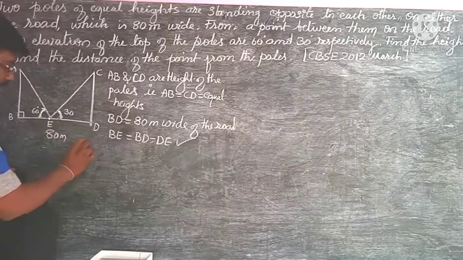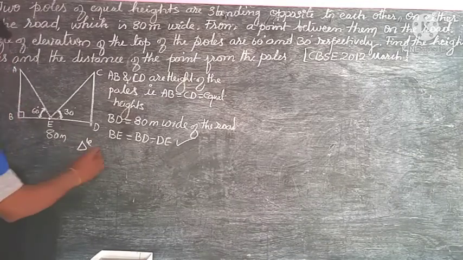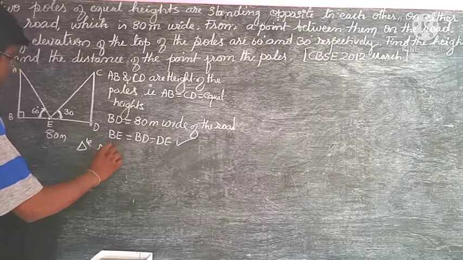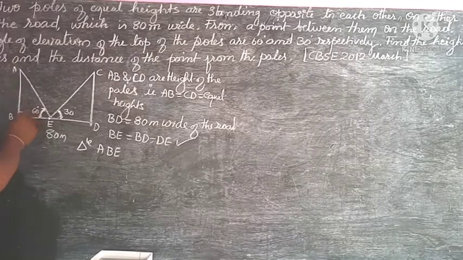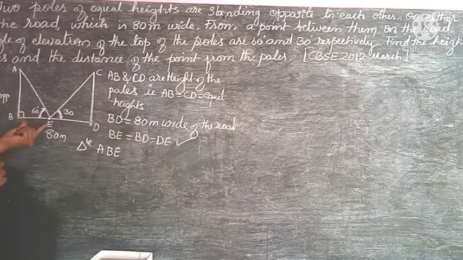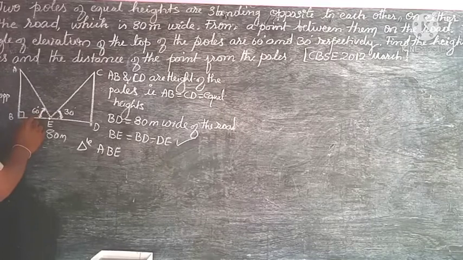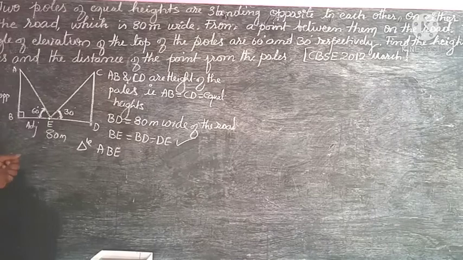Take the triangle in which the first angle of elevation is 60 degrees, which is triangle ABE. The side which is opposite to theta is called the opposite side. We find the length of BE, which we call the adjacent side, and this is the hypotenuse.